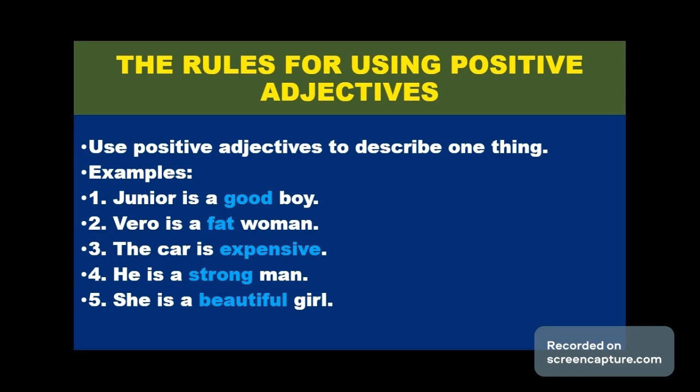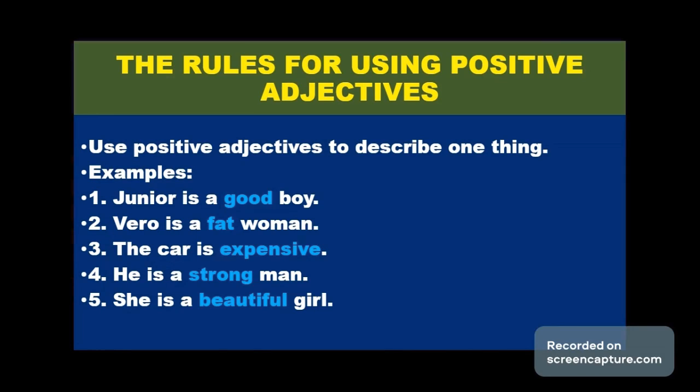For example, Junior is a good boy. The word good is an adjective describing boy. Vero is a fat woman. The car is expensive. Take note of the adjectives there. Each adjective describes one thing. In the first example, good describes boy. Fat in the second example describes woman. In the third example, the car is expensive. So expensive refers to the car.